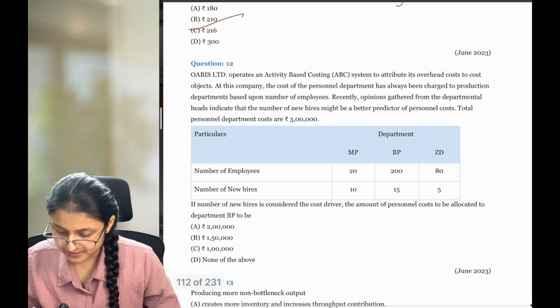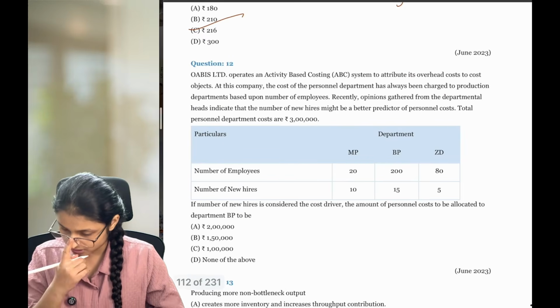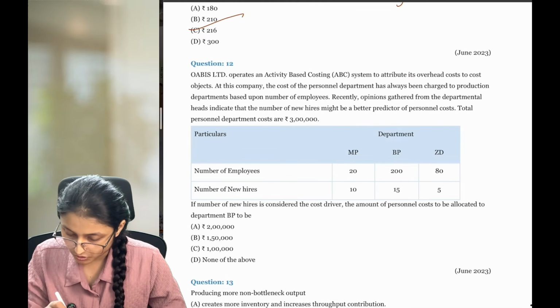Done. OABIS Limited operates an activity-based costing system to attribute its overhead to cost objects.